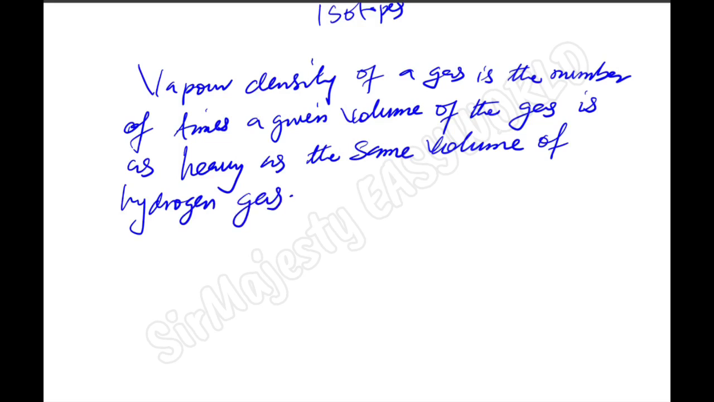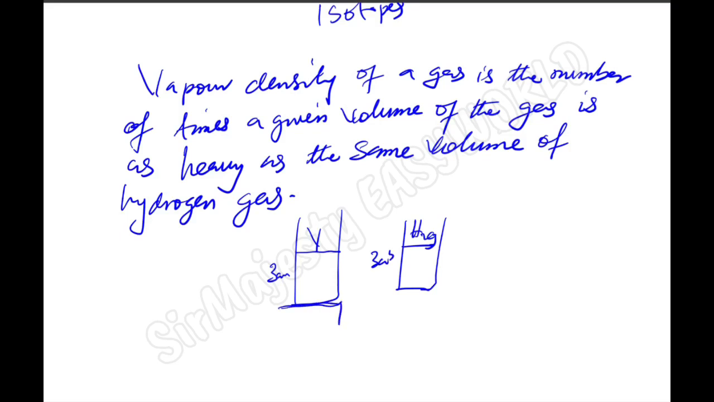This implies that hydrogen is the lightest gas and every other gas must be heavier than it. How many times a gas is as heavy as the same volume of hydrogen represents the vapor density of that gas. So for you to know the vapor density of an unknown gas, maybe V, you have to bring a known volume of V, maybe 3 cm cube. You also bring the same volume of hydrogen gas, 3 cm cube also. Place all in a weighing balance and know what they read.